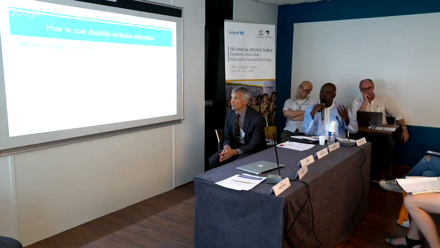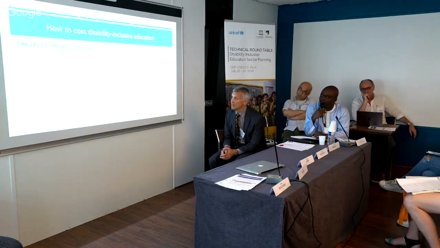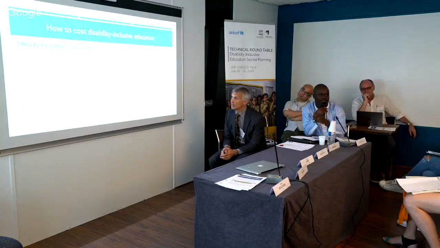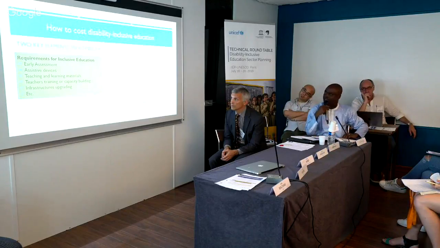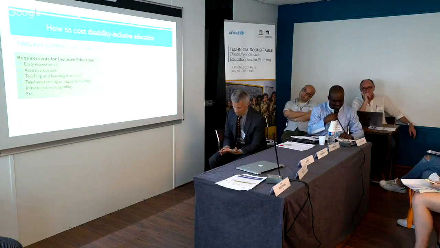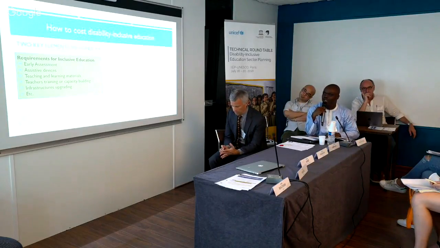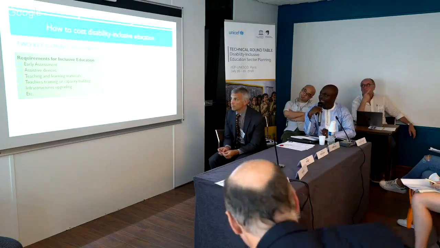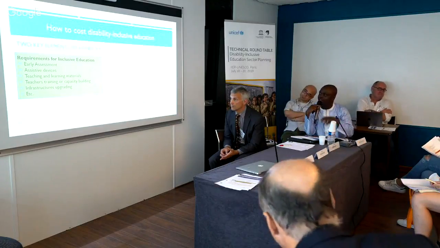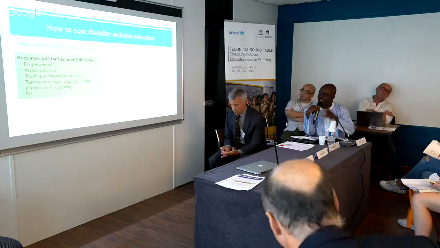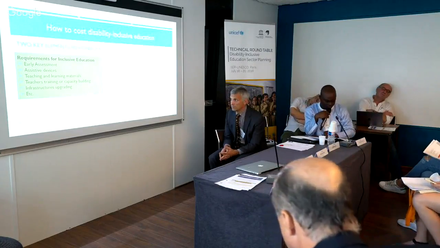The question is now how to cost inclusive education. Most of the time, I cannot give more detail here, but I think that there are two key elements to consider. The first element is about the requirements for inclusive education. In each country, according, for example, to inclusive education policy, requirements can be organized around various headings like early assessment, assistive devices, teaching and learning material, teaching, and so on.